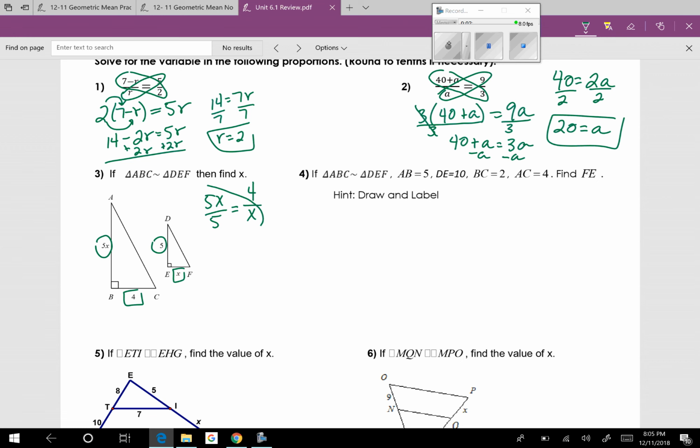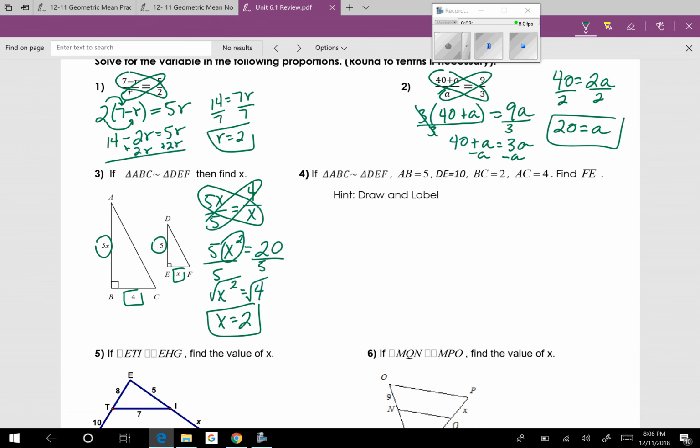And so now we just multiply here. 5x times x is 5x squared. And then 4 times 5 is 20. Okay, and so now here, we want this x squared by itself. So you have to get rid of this 5. So divide both sides by 5. And so you get x squared is equal to 4. And so just take the square root. So what times what gives you 4? 2. So x is 2.